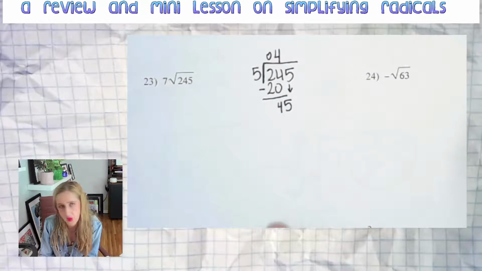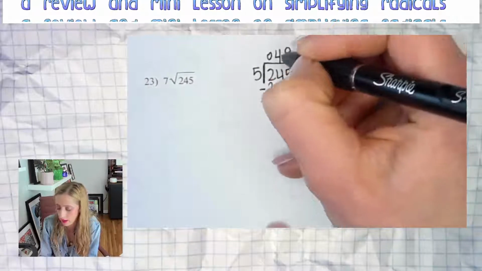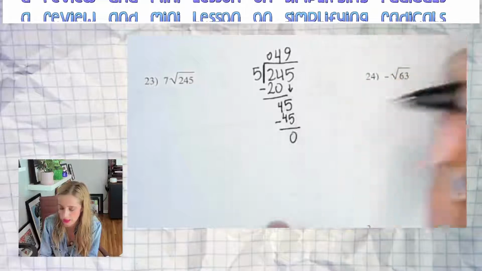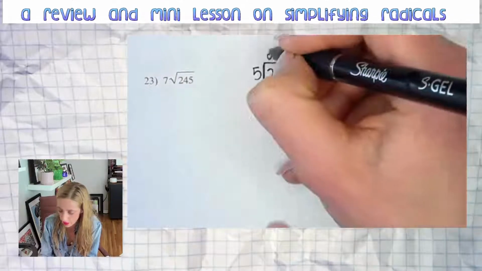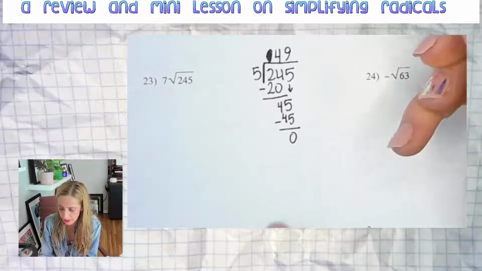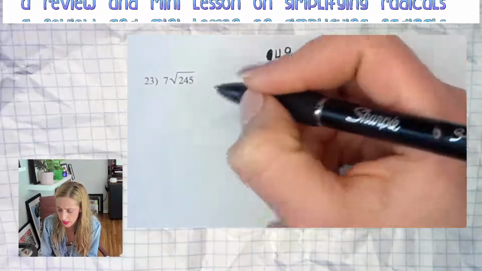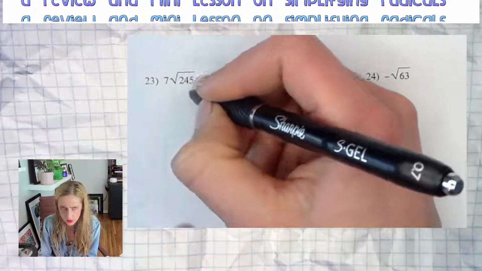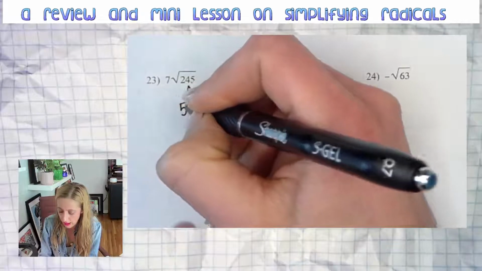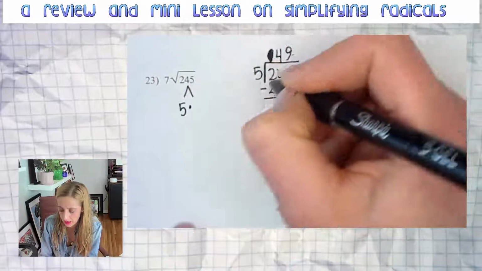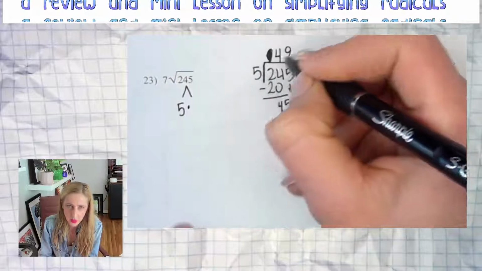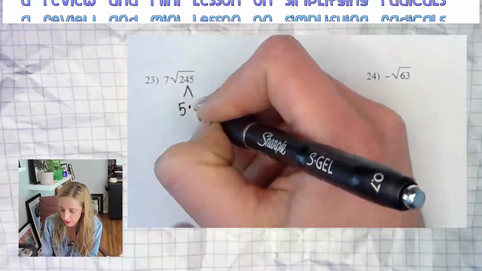How many times does 5 go into 45? 9. 9 times 5, 45. Subtract again, and we get 0. Your remainder is 0. So that 0 is just sort of nothing, just marking that spot. 49 is the answer. Okay, so what does that mean? Does that mean that's equal to 49? No. We're breaking down 245, and we got 5 times 49. If 245 divided by 5 is 49, then 5 times 49 is 245.